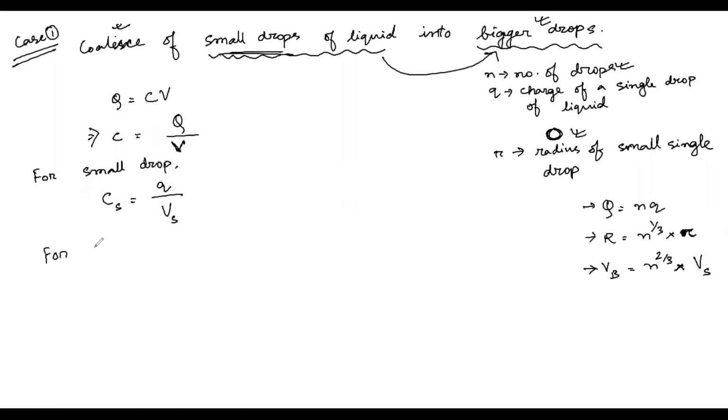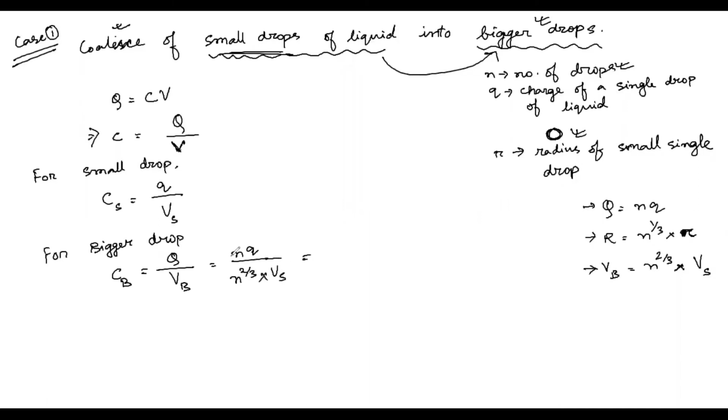Now for the bigger drop, C suffix B, let's say, is the capacitance of that bigger drop. We have already seen that Q is the charge acquired by it, so we will use Q, and the potential of the bigger drop is V suffix B, so we will keep it as that. So this is the capacitance expression of the bigger drop. When we replace all these Q and V potential values, we will see the final expression for the capacitance.